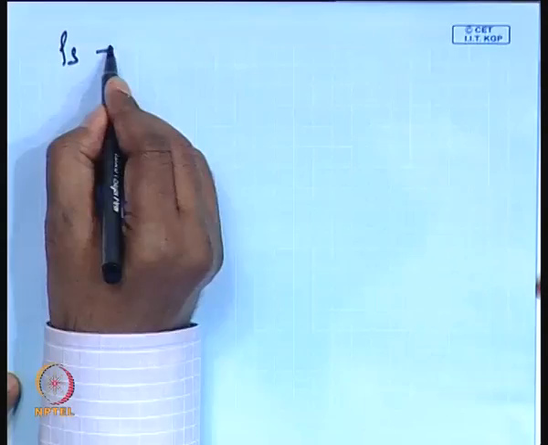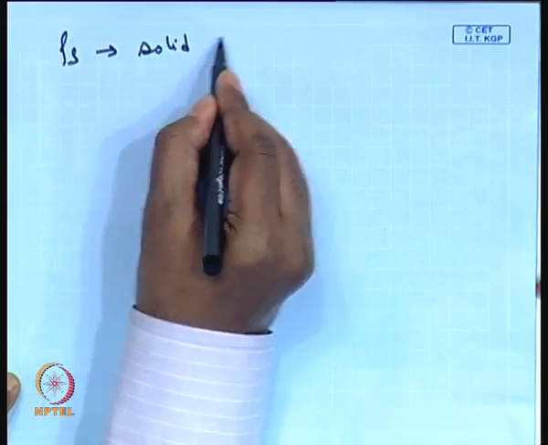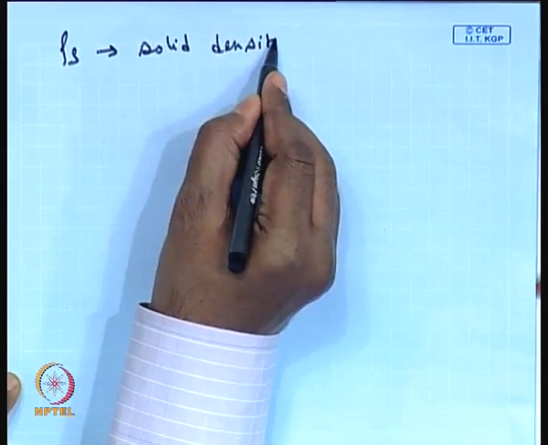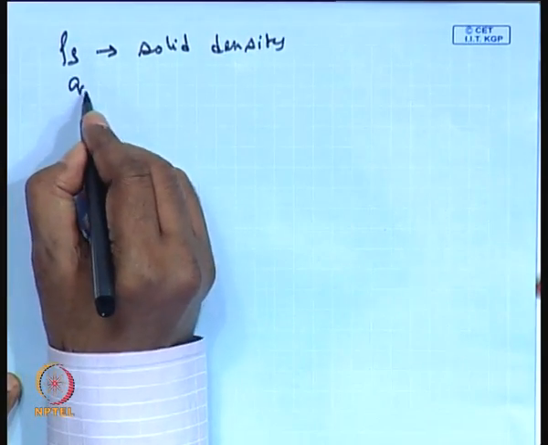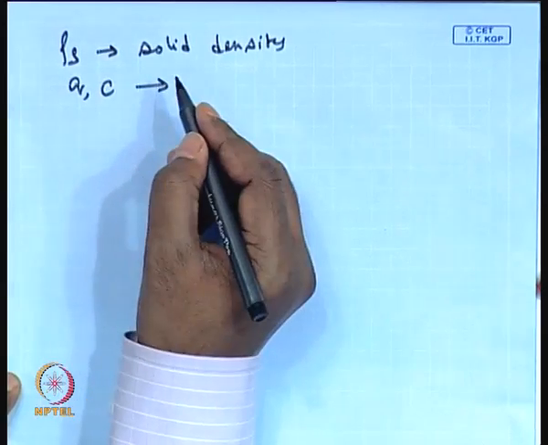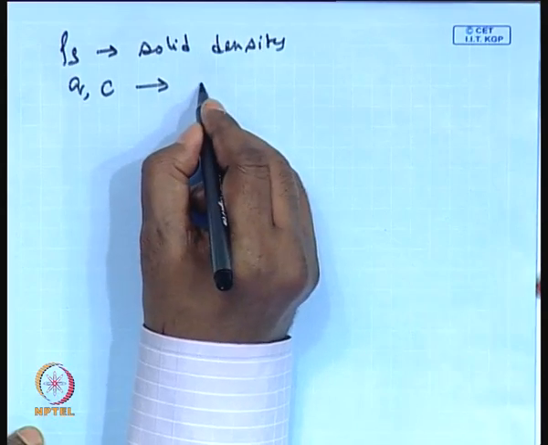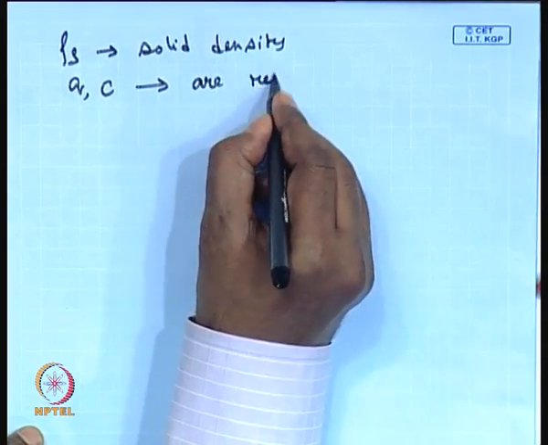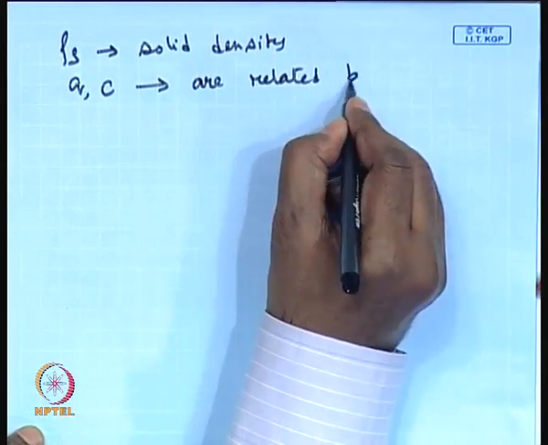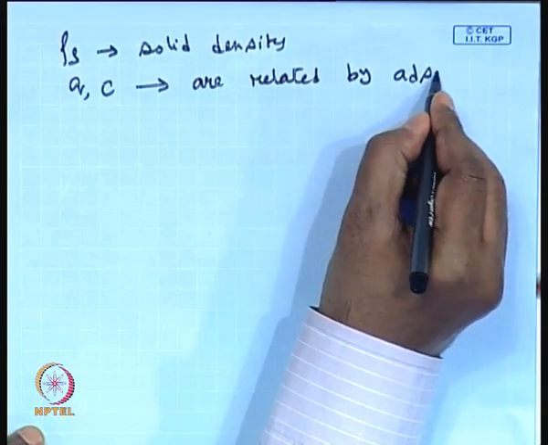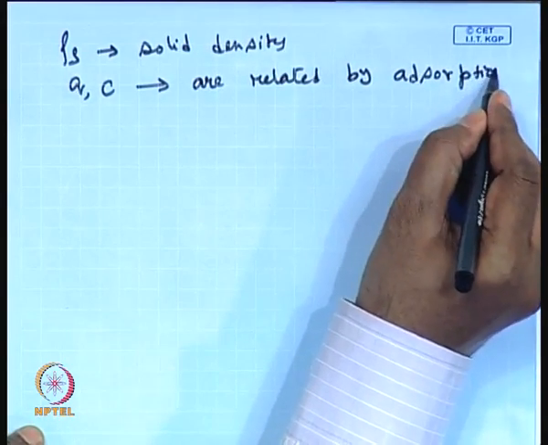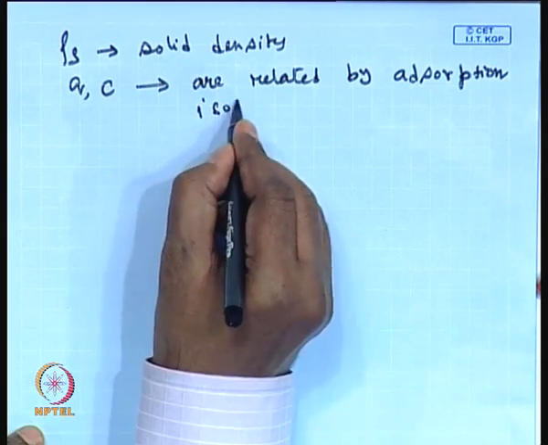Okay. So, what is rho s? Rho s is nothing but the solid density. And what is Q? Q and C are related by the adsorption isotherm equilibrium.